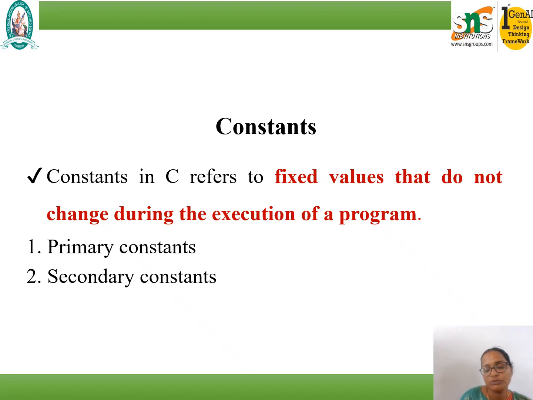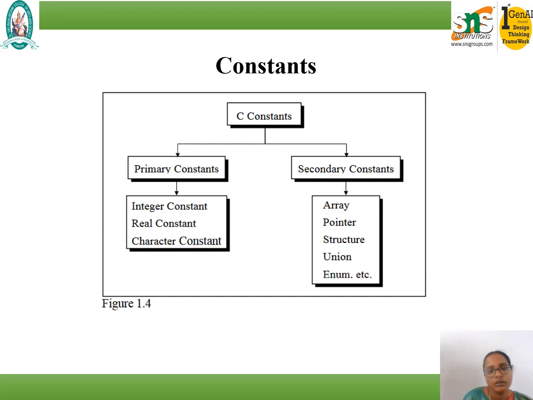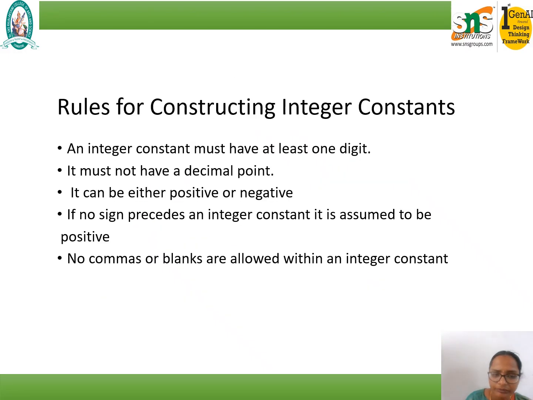Here we have two types of constants, primary constant and secondary constant, as given in this pictorial representation. Primary constants are integer, real, and character. The secondary constants are array, pointer, structure, union, and enum. Mostly we use primary constants in every program development, so with the help of the primary constants only, we'll work on it.